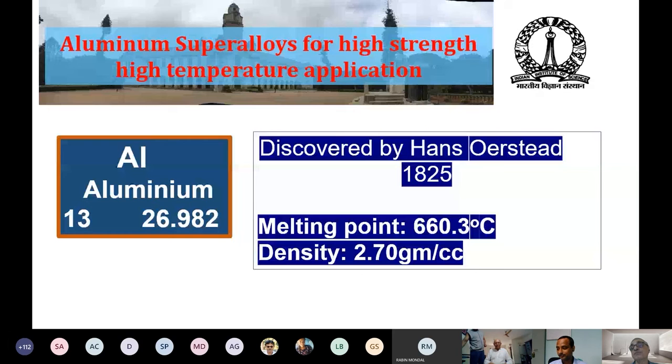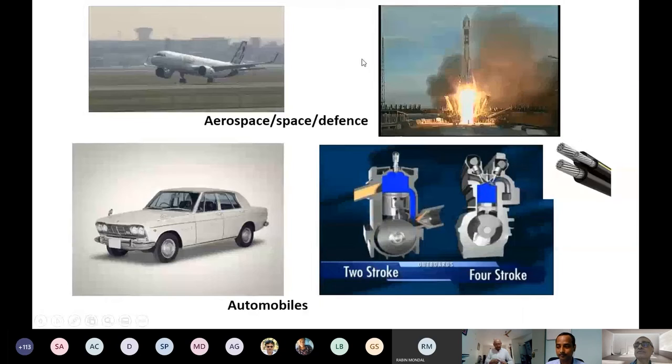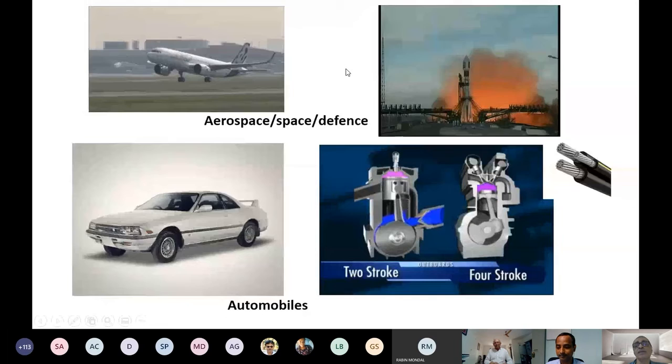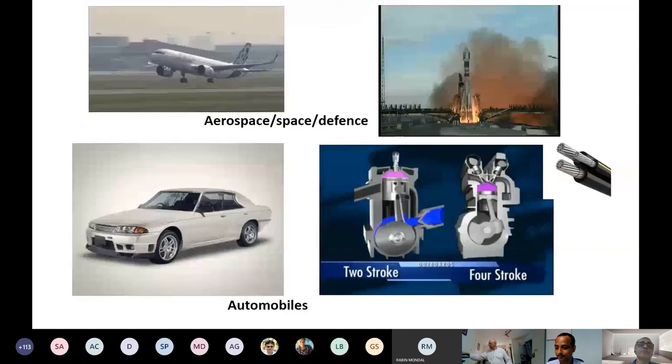But today, it is one of the most important of all metals. It has a melting point of 660, but more importantly, it has a density of 2.7 gram per cc. And that is why the importance of aluminium comes in: it is a low density material with a reasonable melting point, not too high, but density is a big advantage. If you look at what is happening in modern technology, whether it is aerospace, rockets, an automotive body, an engine, or current carrying conductors, aluminum plays a very, very big role. You cannot have this modern technology without aluminum.